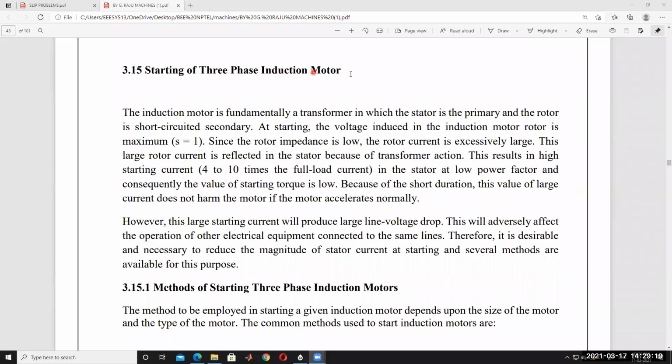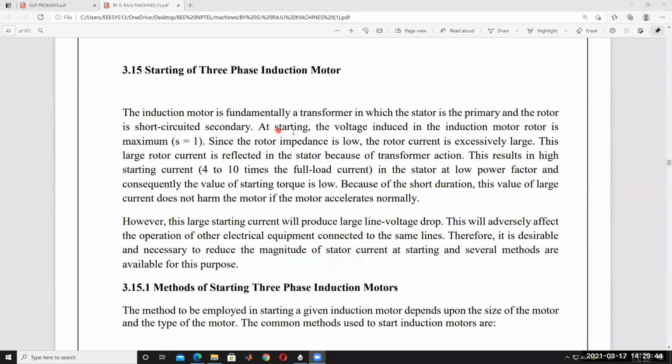Starting of three-phase induction motor. So let us consider here the starting of a three-phase induction motor. The induction motor is fundamentally a transformer. You know well, this induction motor is called a rotating transformer. Induction motor is fundamentally a transformer in which the stator is the primary and the rotor is the short circuited secondary.